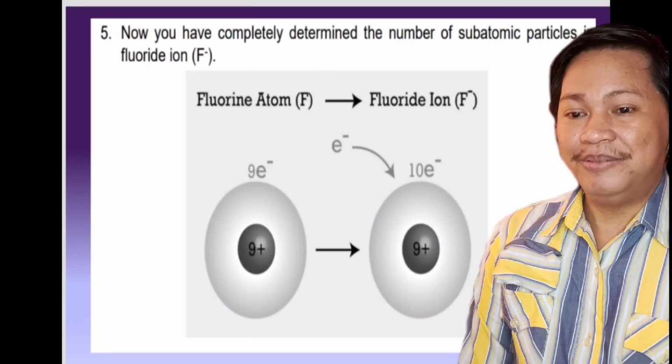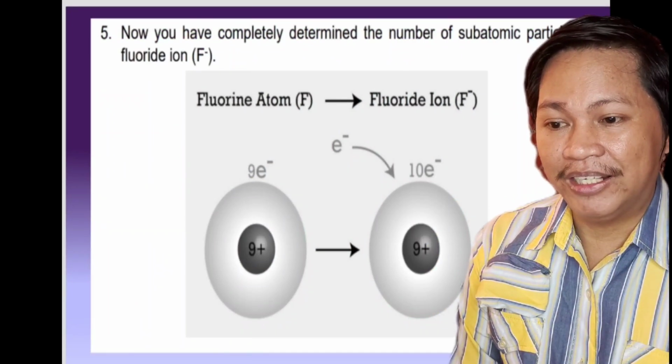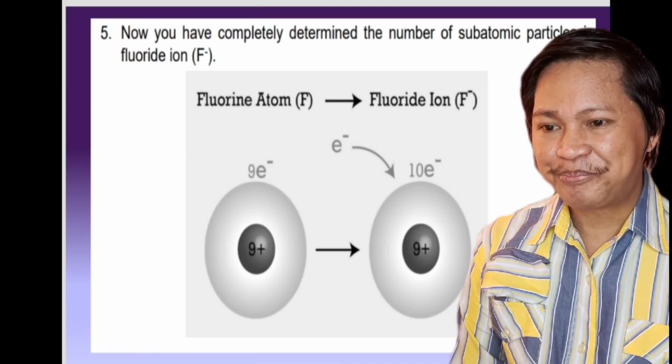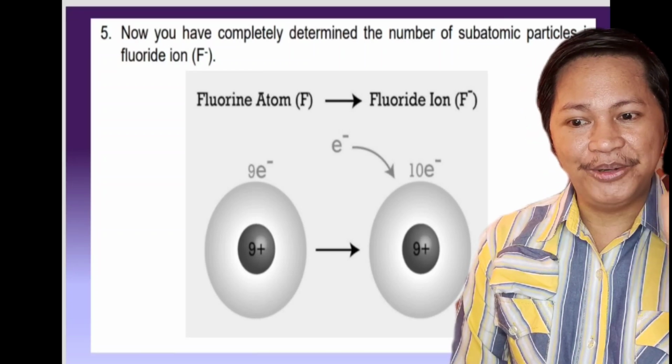Now you have completely determined the number of subatomic particles in fluoride ion. So class, bakit siya naging F negative na ngayon?